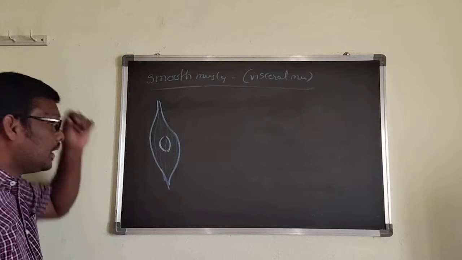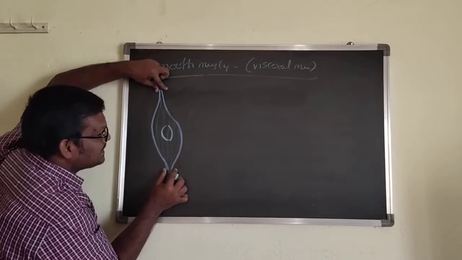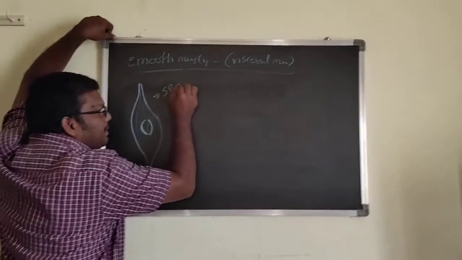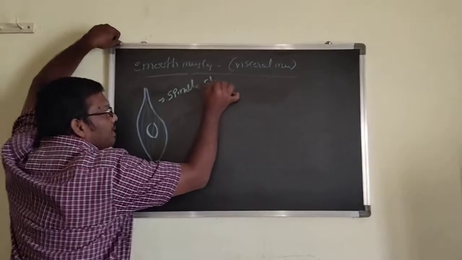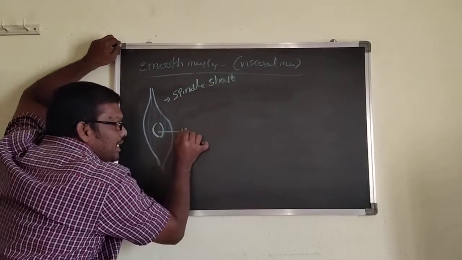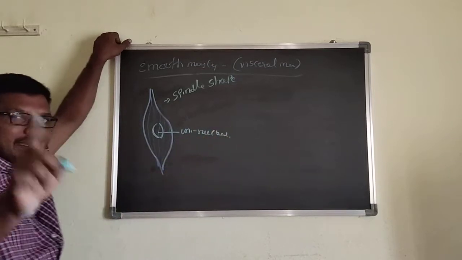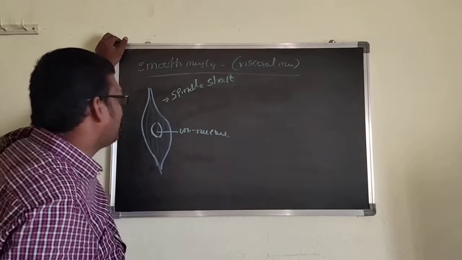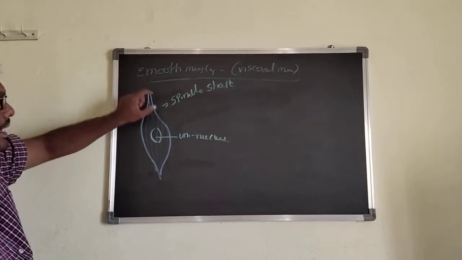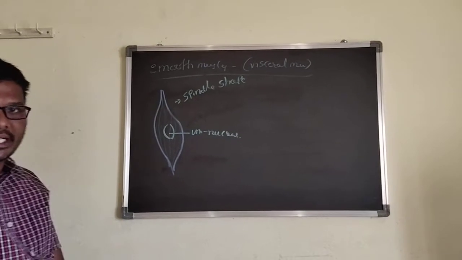See, the smooth muscle is fusiform, like a fusiform or spindle shaped cell, and it is a uninucleated one. Skeletal muscle is the multinucleated one. Smooth muscle is the uninucleated one. Skeletal muscle has a cylindrical shape, and smooth muscle is the fusiform or spindle shaped structure.